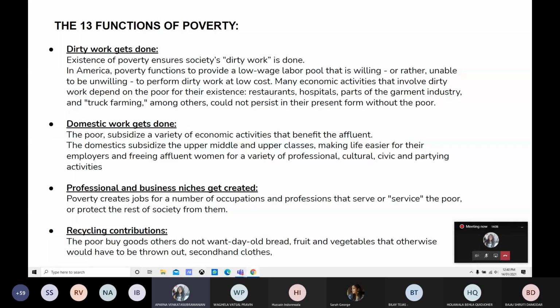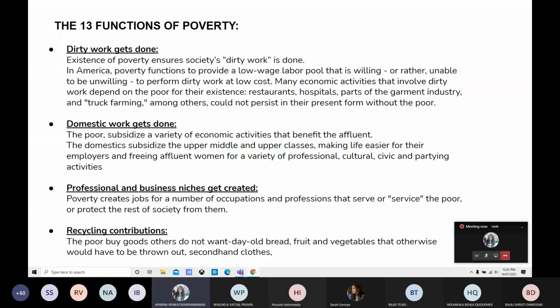The second point he talks about is that the poor are required to work at low wages and they support a variety of economic activities that benefit the affluent. For example, domestic workers subsidize the upper middle and upper classes, making life for the employers easier. Basically, the domestic work gets done. This frees up the wealthy for other pursuits like professional and cultural ones. In addition, the poor also support innovation in medical practice as patients in teaching and research hospitals and as guinea pigs in medical experiments.